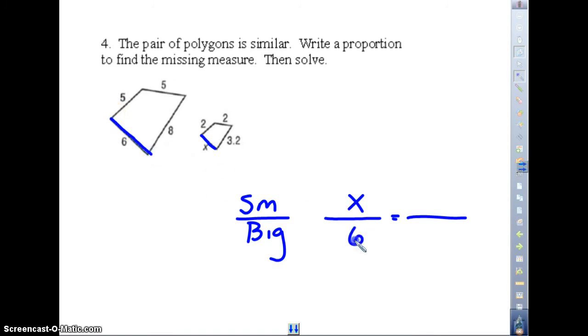Pick another length in the small. I'm going to avoid the decimal. Let's pick 2 in the small. Corresponds to what in the big? Yeah. Now you're going to cross multiply to solve for x.